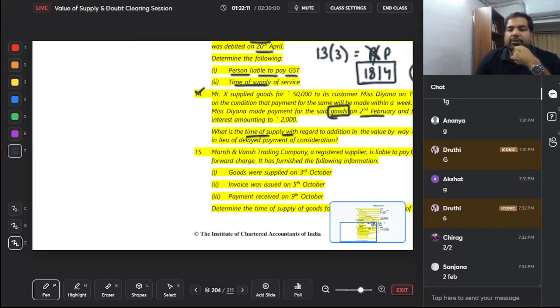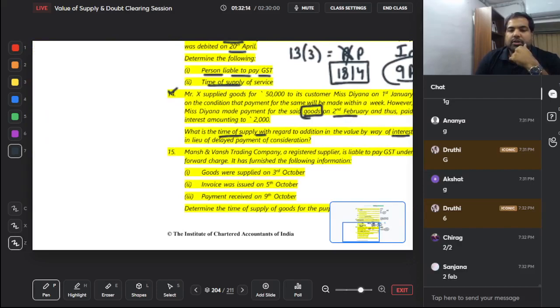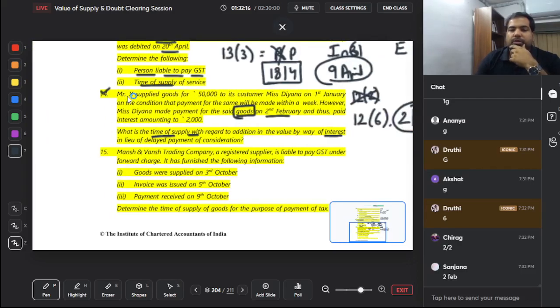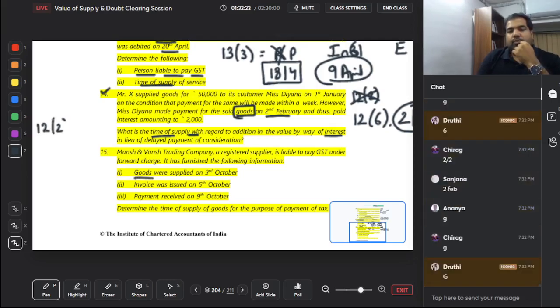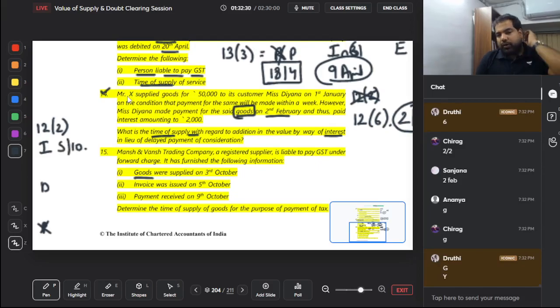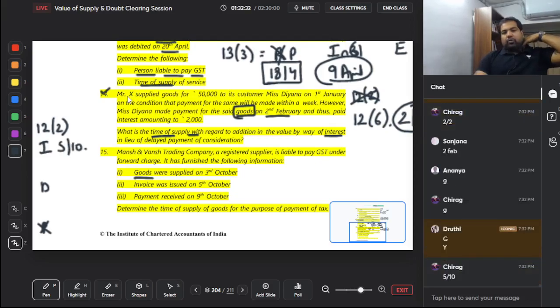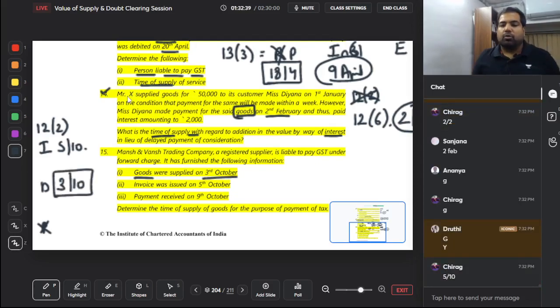And last, guys, munch and munch. This is the last question. Please tell me goods or services. 12(2). I demand payment. Is payment to be ignored? Yes. What is the invoice date, guys? 5th October. When should the invoice be issued? Whenever the goods were removed or delivered. They were removed or delivered on 3rd October. So which is the time of supply? 3rd October.